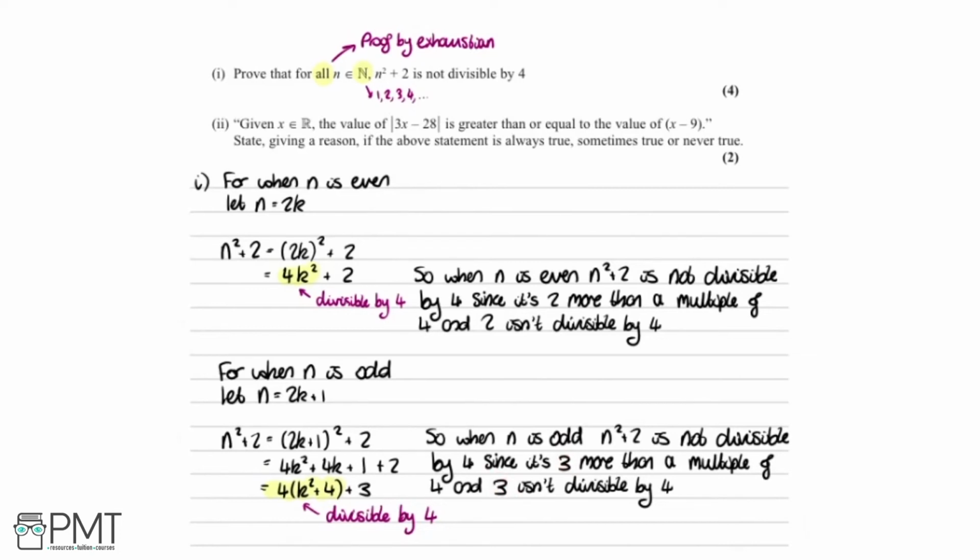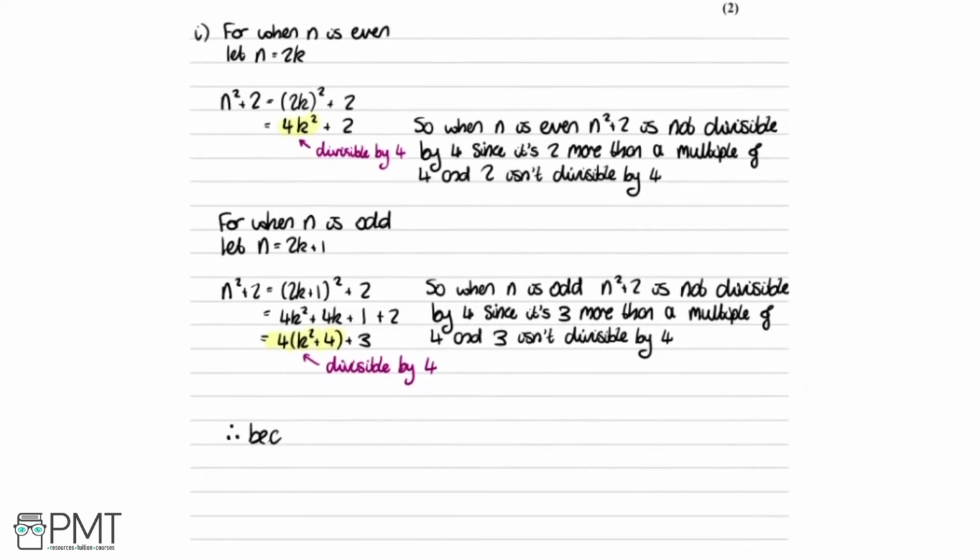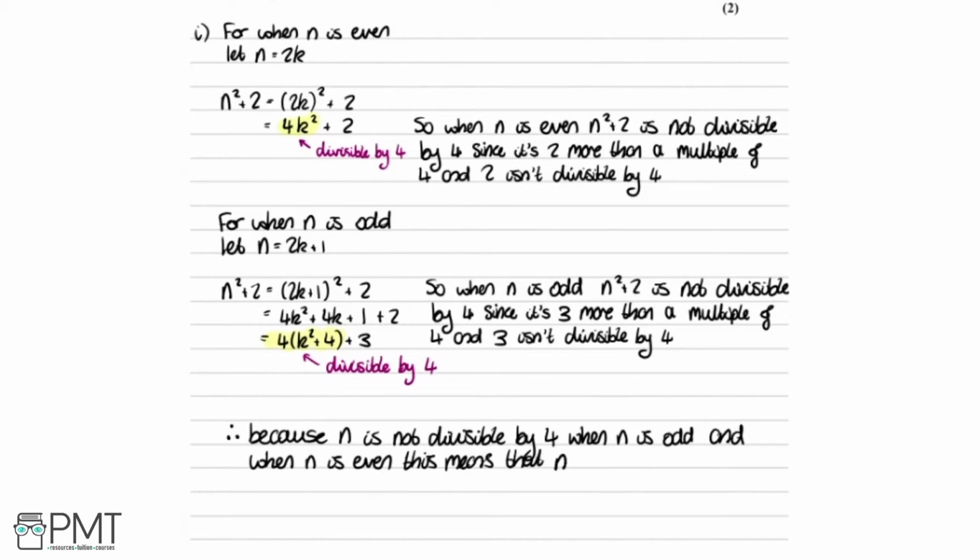So here we've proved, because we've looked at both even numbers and odd numbers, that for any natural number, n squared plus 2 is not divisible by 4. So bringing this all together, we can say that because n squared plus 2 is not divisible by 4 when n is odd and when n is even, this means that n squared plus 2 is not divisible by 4 for any n contained within the natural numbers.